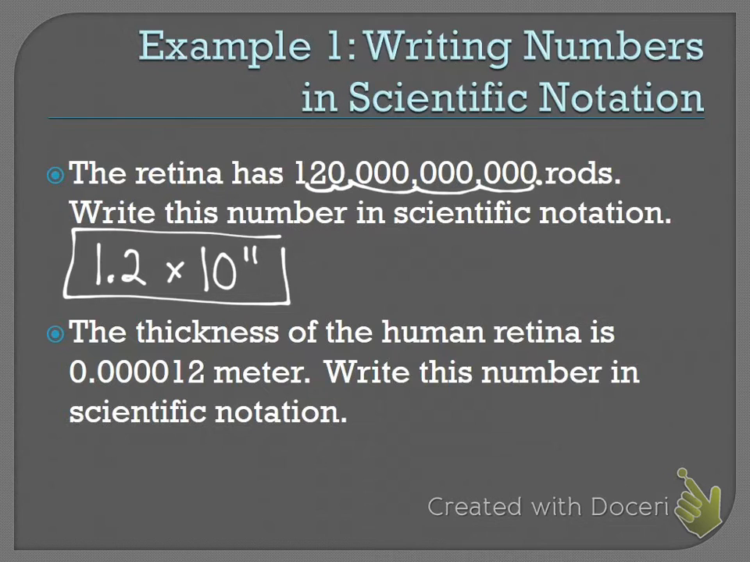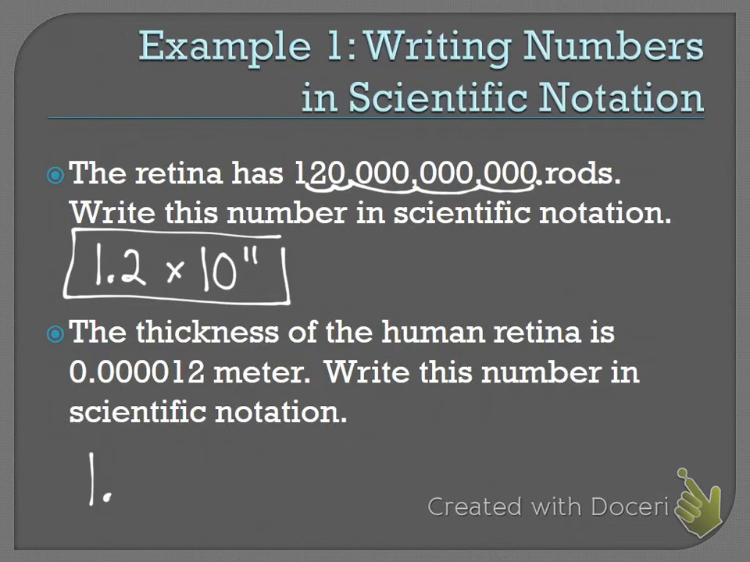Now let's look at the opposite side of things. What if I'm dealing with a really small number? And here I've got 0.00012 meters is the approximate thickness of the human retina. So if I want to write this number in scientific notation, my rule is still the same, that I need to move my decimal to a value that gives me a number greater than 1 but less than 10. So where is my decimal going to go in the second one? After the first non-zero digit, after the 1.